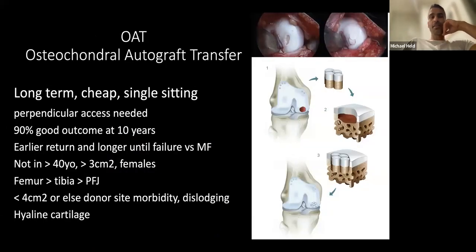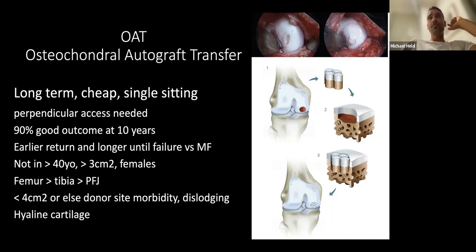The osteochondral autograft transfer is also cheap, because you have certain instruments that you can use to take a plug of cartilage and bone, and we plug it into the defect in the same sitting, in the same leg, and in the same knee. But you need to have perpendicular access to the cartilage to be able to take the plug out and put a plug in.